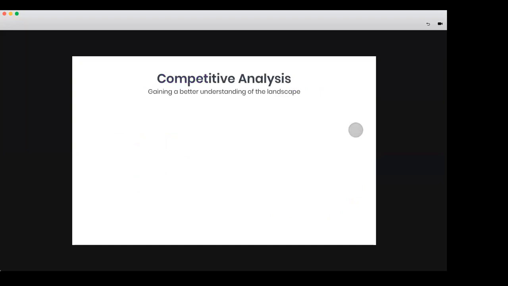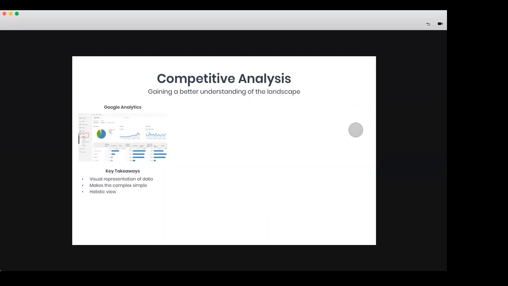So after defining the challenge, we conducted a competitive analysis to understand the landscape and see how others in the market were serving up data and analytics to their users. So the first one that we looked at was Google Analytics. They're not in the ticketing industry, and I wouldn't say that they're a competitor, but we wanted to take a look at them because they have one of the most well-known data dashboards.